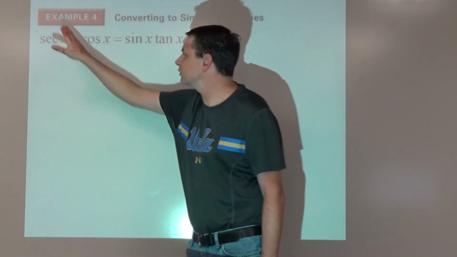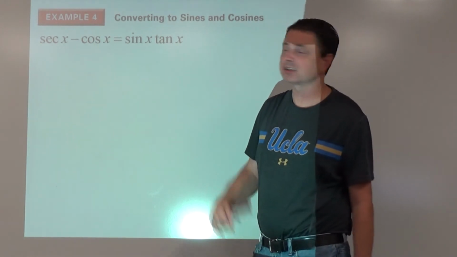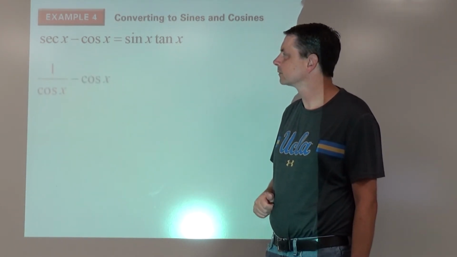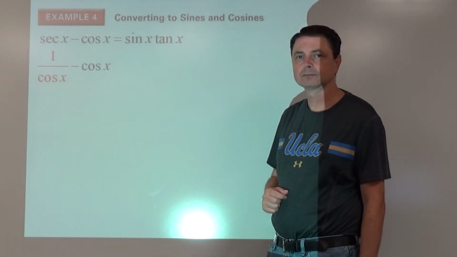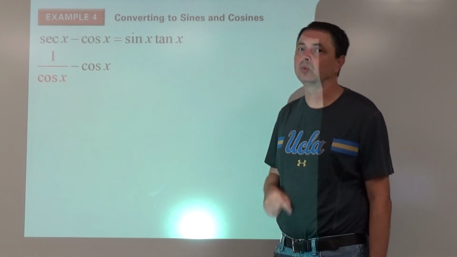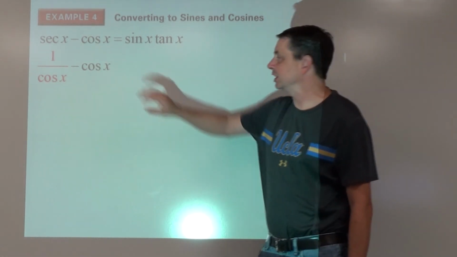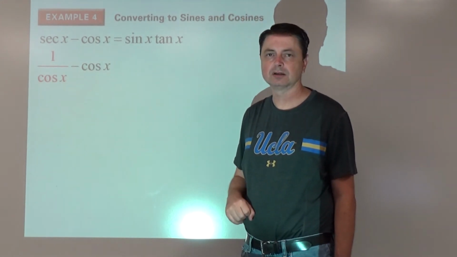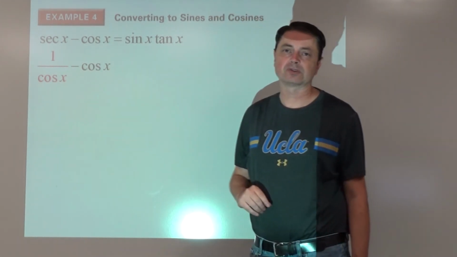So we work on the left and say, all right, we're obviously going to turn secant x into cosines, so that's a reciprocal. And we'll start there. Then perform the operation. Do the subtraction. We need a common denominator. So we're going to need to turn this into a fraction that has cosine as its denominator. So multiply top and bottom by cosine x.